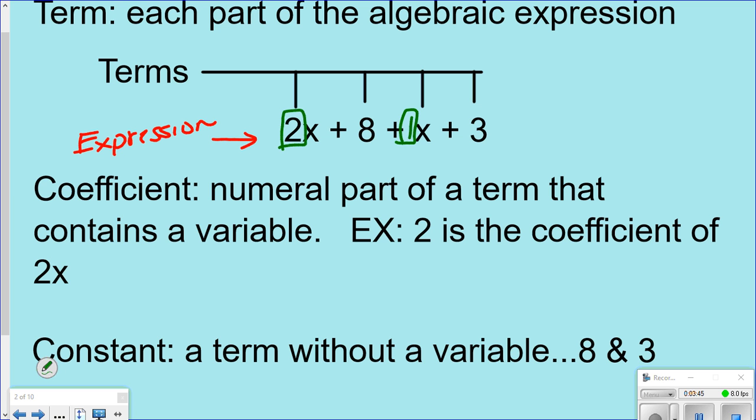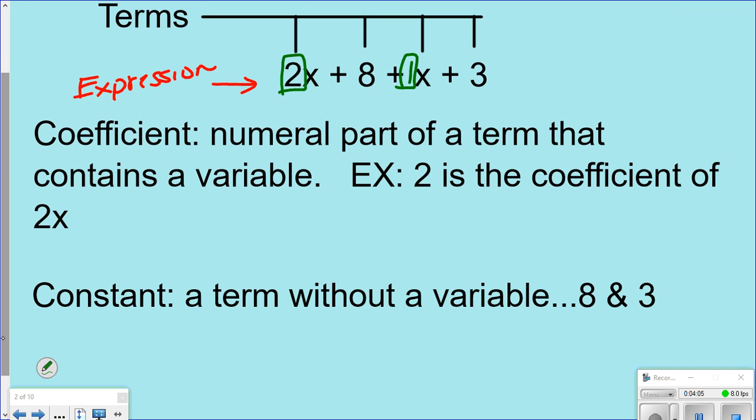Don't forget the 1. Remember I said yesterday, from now on you have to put a lonely 1 with a lonely variable. That comes true today, tomorrow, and the next day, so always do that. And you don't include the x with the coefficient either. That's something that so many kids screw up. They forget that they don't need that x. Constant, that's a number that's always going to be there without a term. So in this case, it's 8 and 3. 8 and 3 are the constants. They're never going to change. Any questions so far?